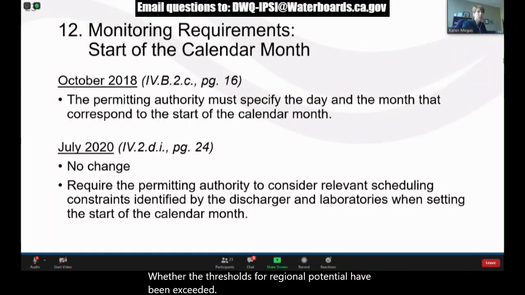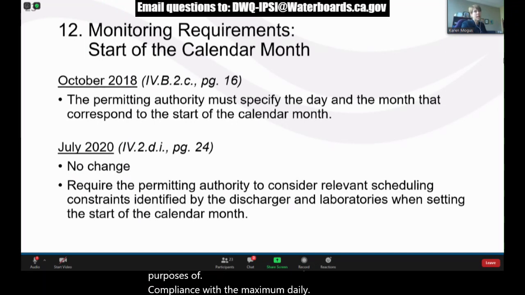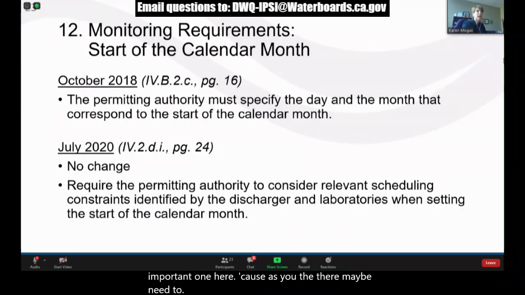All right, moving on to monitoring requirements and the issue of the calendar month. The 2018 version provides for the permitting authority to specify the day and the month that correspond to the start of the calendar month for purposes of assessing compliance with the maximum daily and the monthly median effluent limitation. The MMEL is the more important one here because, as you all know, there may be need to conduct up to 3 chronic toxicity tests within a calendar month to assess compliance with the MMEL.